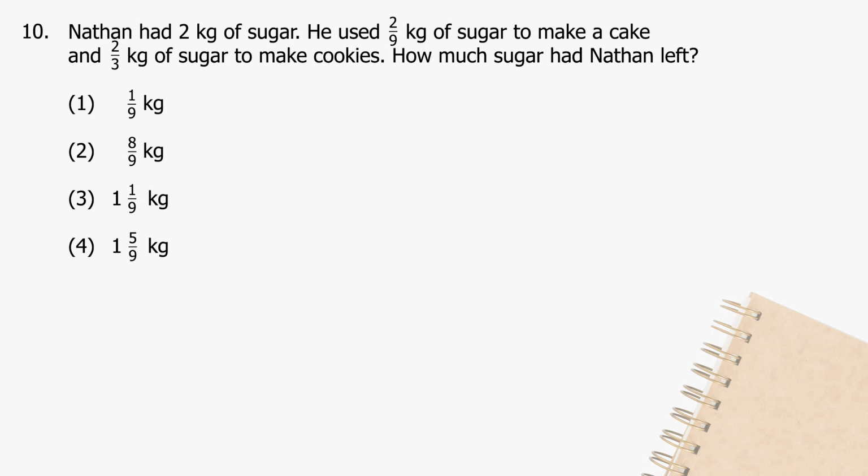Question 10. Nathan had 2 kilograms of sugar. He used 2/9 kilograms of sugar to make a cake, and 2/3 kilograms of sugar to make cookies. How much sugar had Nathan left?